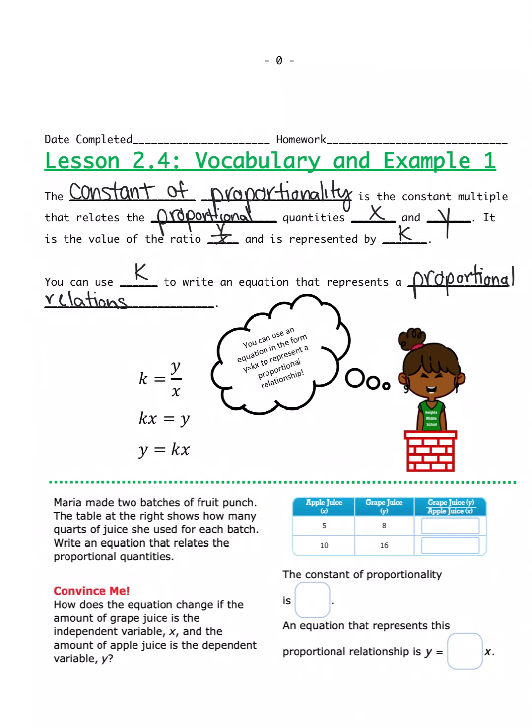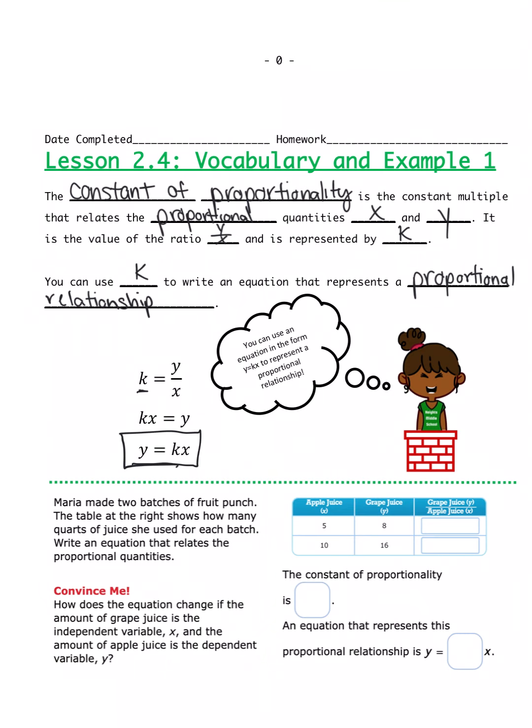Sorry, it's taking me so long to write this, but it gives you guys time to write it. So here's my little me over here talking about how you can use an equation in the form of Y equals KX to represent a proportional relationship. And how we get that is, well, K equals Y over X. We saw this last time in our notes where we were looking at the hearts and coins, or lives and coins. We put our Y on top and our X on bottom, and then we said that equals our K, our constant of proportionality. So if K equals Y over X, you can multiply K by X in order to get Y, which is saying Y equals KX.